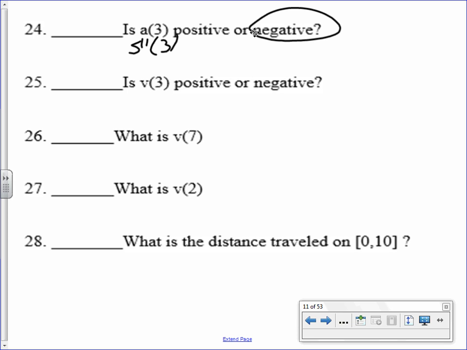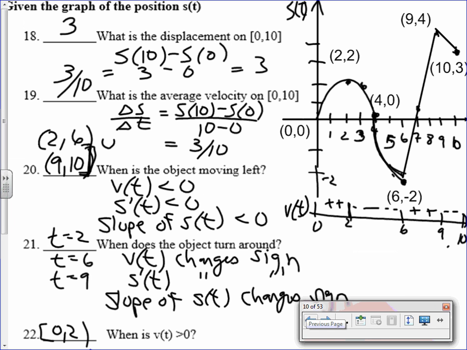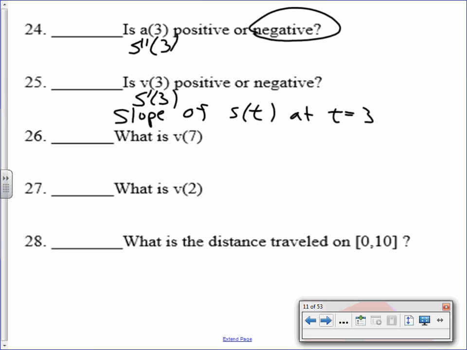Is v of t positive or negative? Related to what you have, velocity is the first derivative of position, so it's the slope of s of t at t equals 3. So look at the graph. At 3, is the slope positive or negative? That's negative because it's decreasing. So velocity will also be negative.